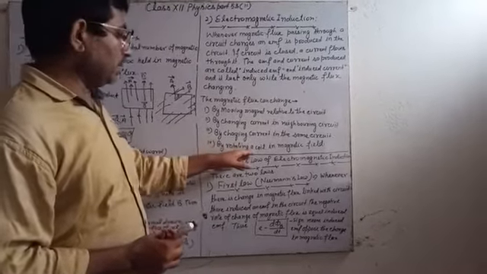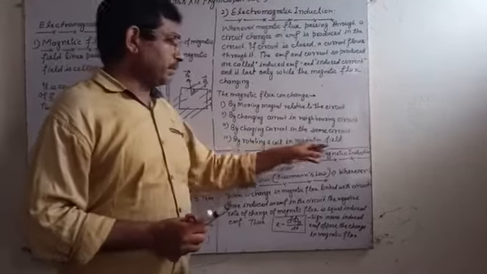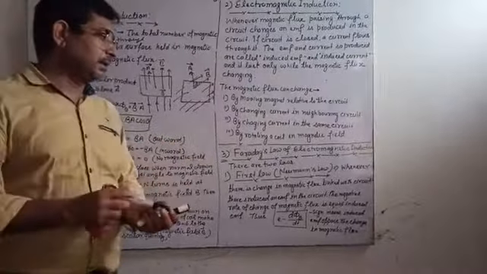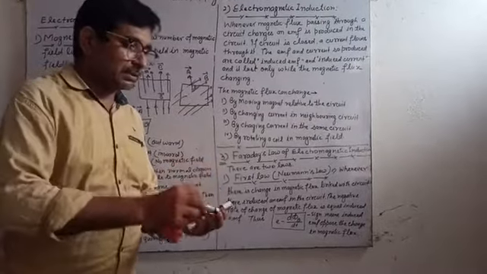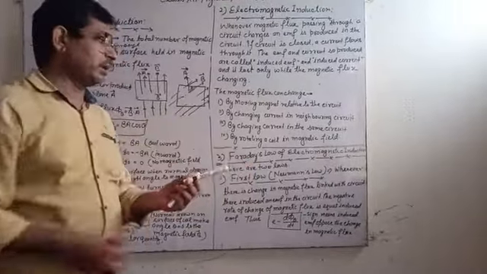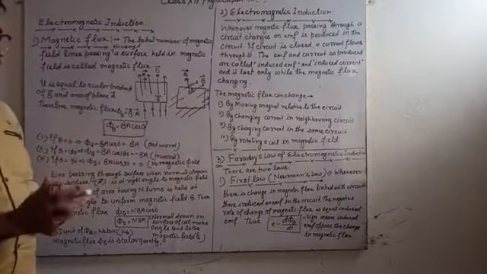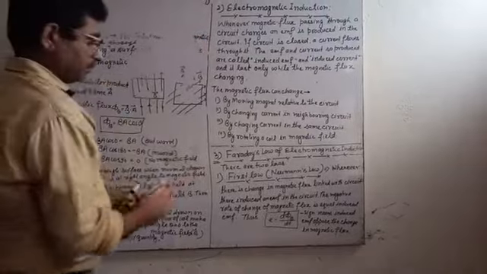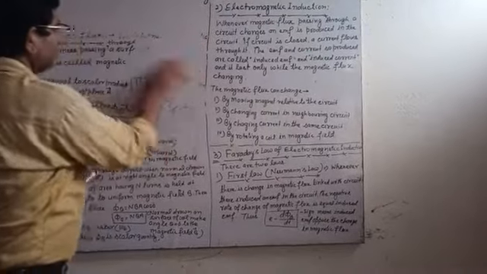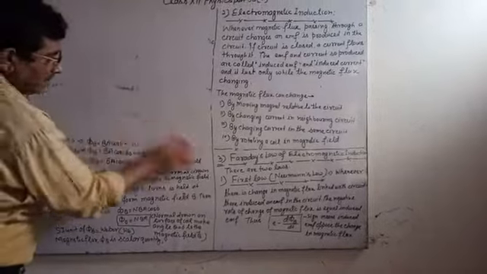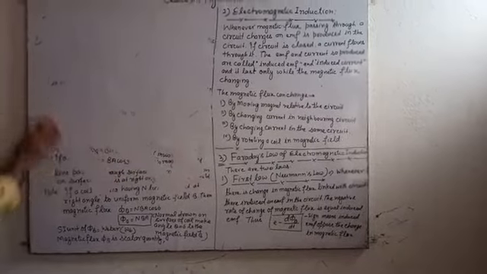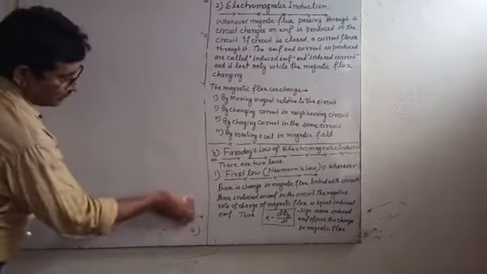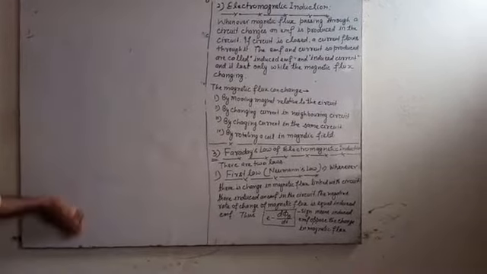Fourth, by rotating a coil in a magnetic field. When we rotate a coil in a magnetic field, the magnetic flux changes and induced EMF is produced along the ends of the coil. If the coil is in a closed circuit, then a current flows, known as induced current. Come to the next heading, Faraday's laws of electromagnetic induction. There are two laws of Faraday for electromagnetic induction.